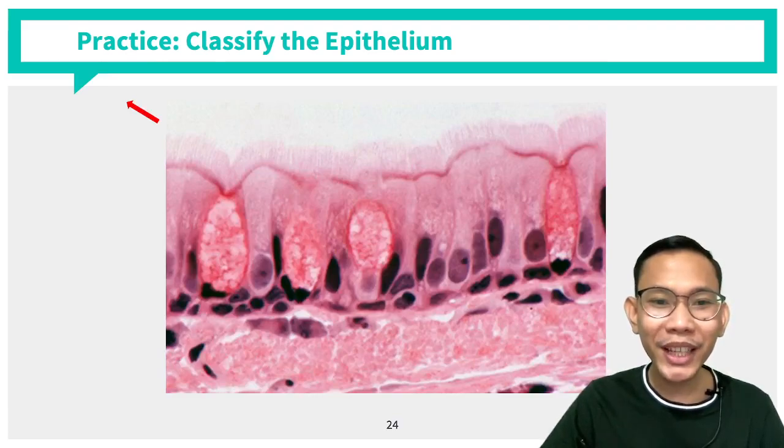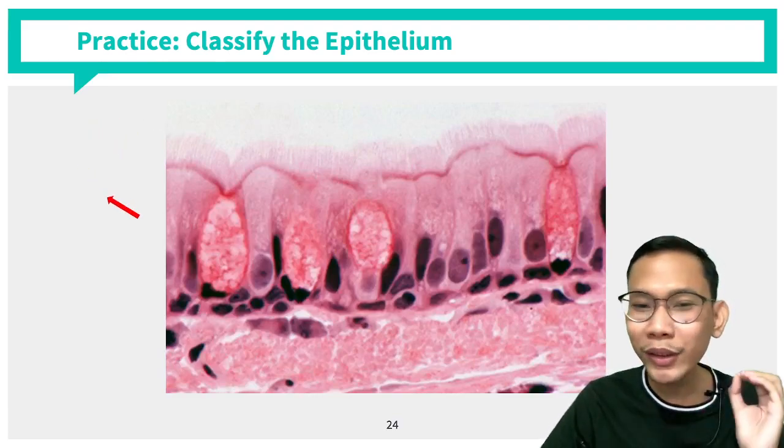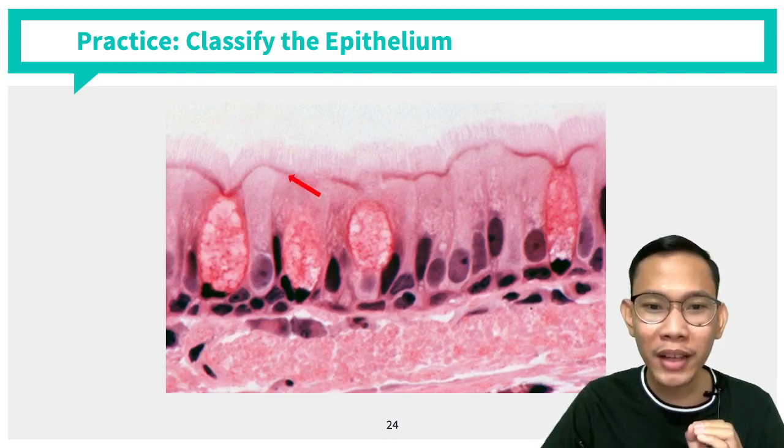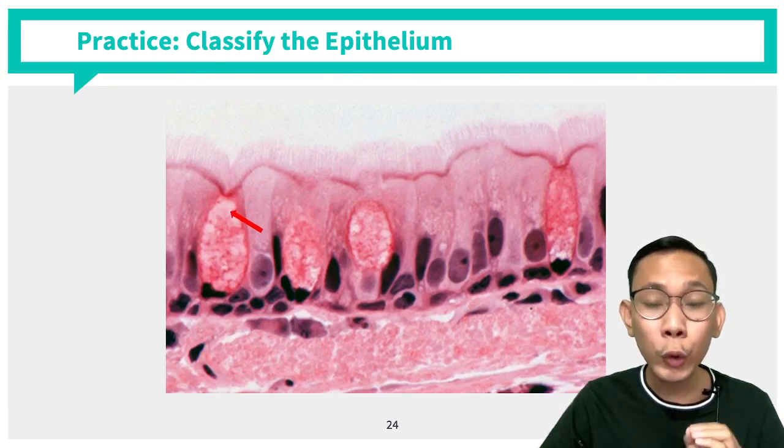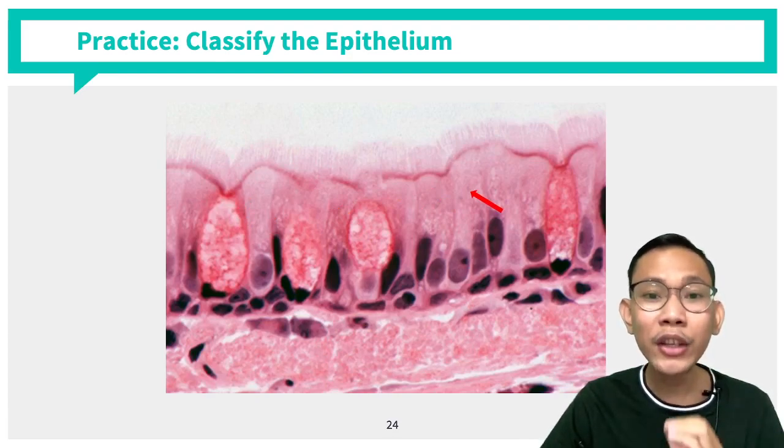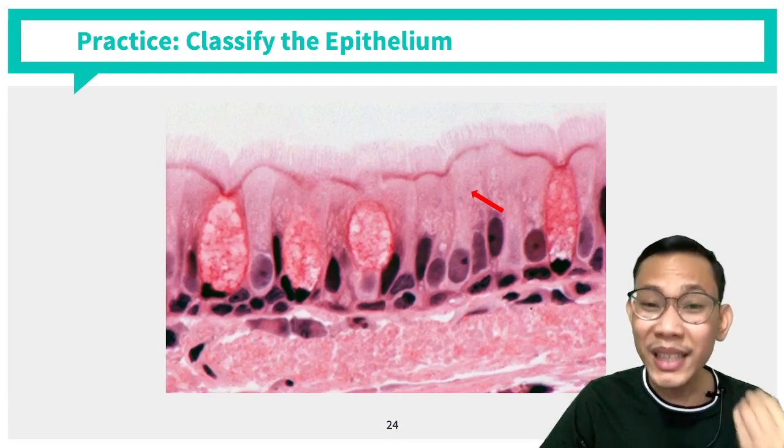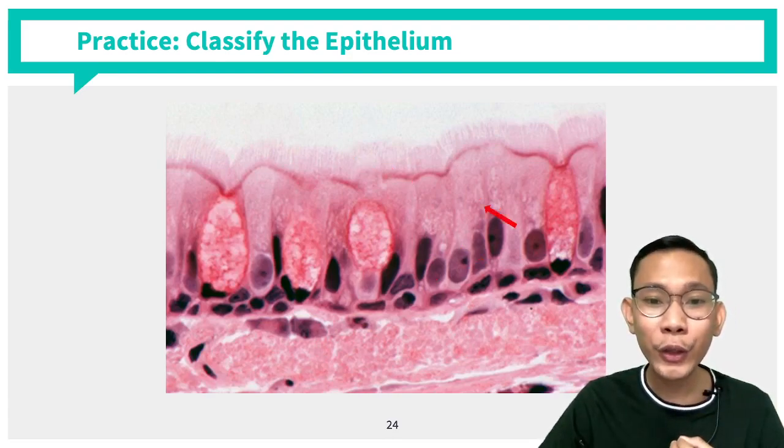Again, this is located in your respiratory tract. So once you already know that this comes from your respiratory tract, there's a presence of cilia. What else? This also contains pseudostratified cells and also contains your mucus secreting cells. So therefore, this is pseudostratified columnar ciliated epithelium or pseudostratified ciliated columnar epithelium. So that is how you correctly identify your epithelium. Again, this is pseudostratified columnar ciliated epithelium.